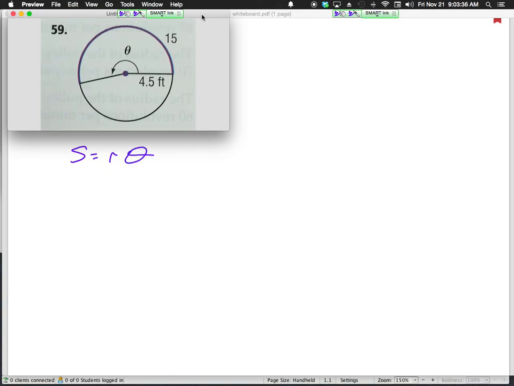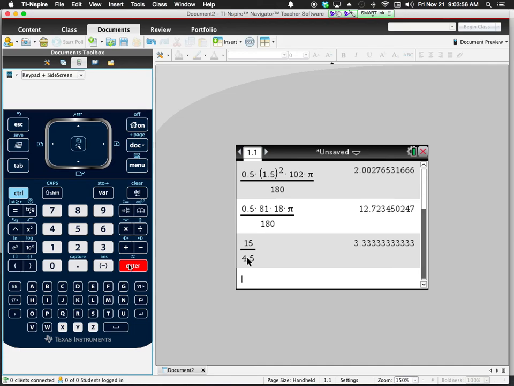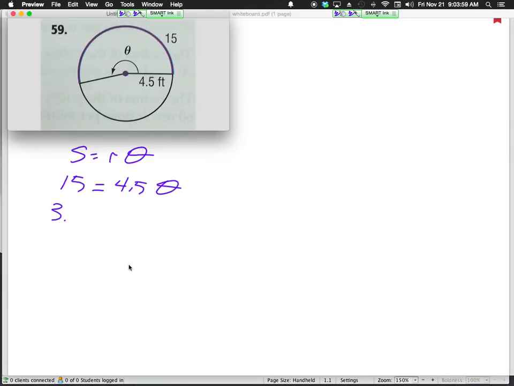So S equals R theta. I plug in 15 there, I plug in 4.5 there, and theta is what I'm searching for. I would divide, so I need 15 divided by 4.5. So 3.333. And what about my units on this one? Feet. Degrees. Radians. Lauren, why radians?